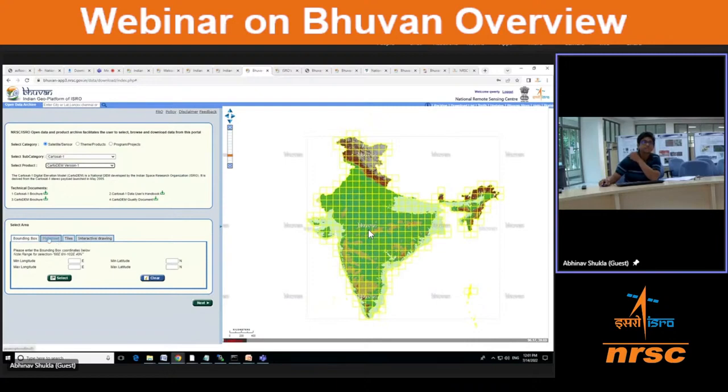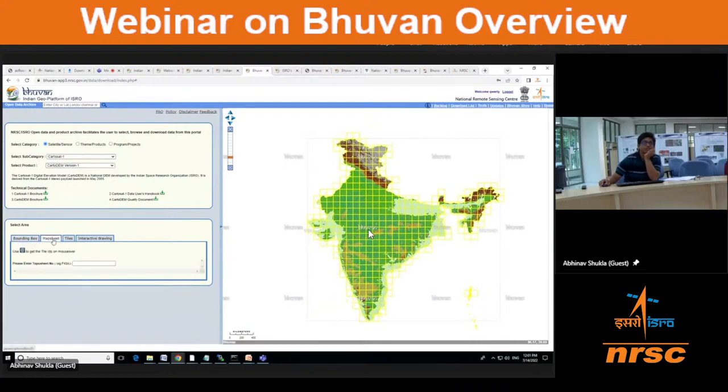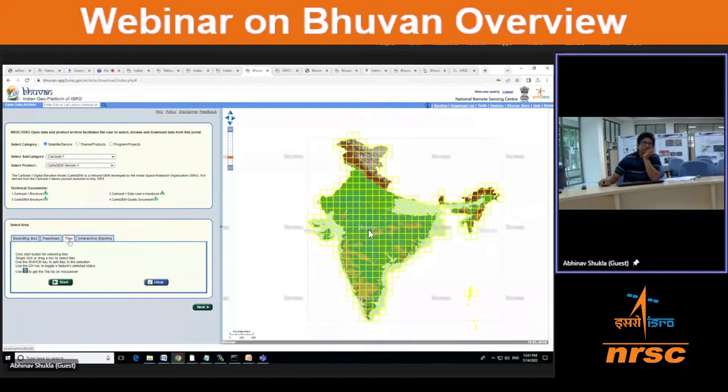Here I can select using bounding box, map sheet number of which particular grid I require the data to be downloaded, or I can select tile wise, or we can do interactive drawing. I'll be selecting tile wise. Once you select the tile, you have to click on start. After clicking on start, you have to select the tiles like this.